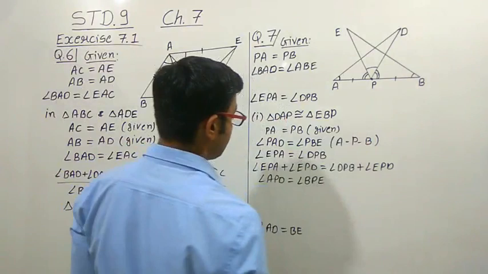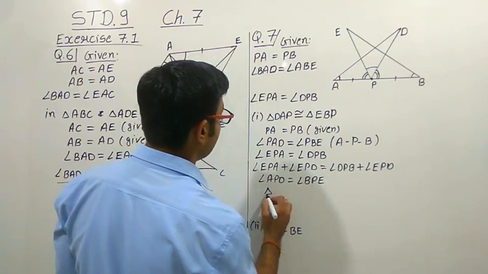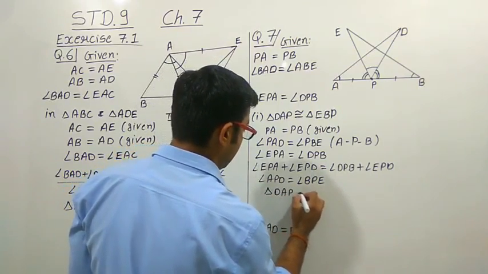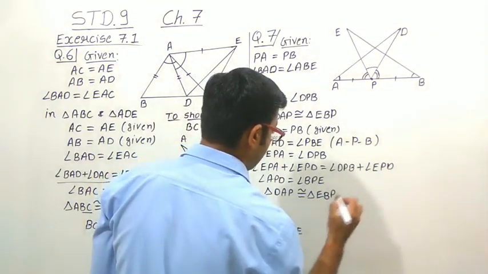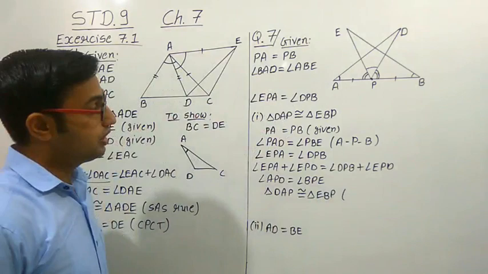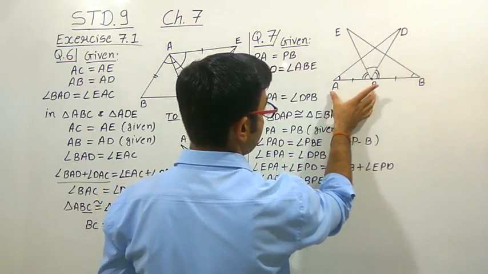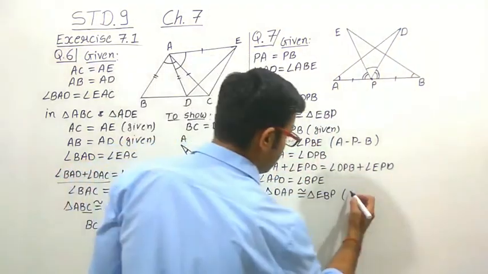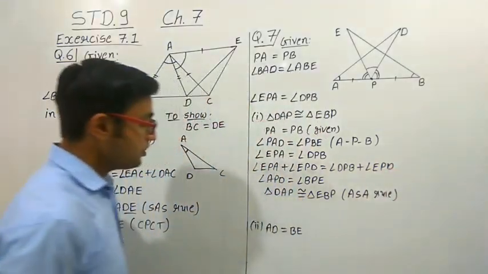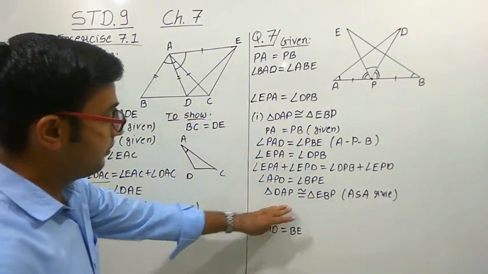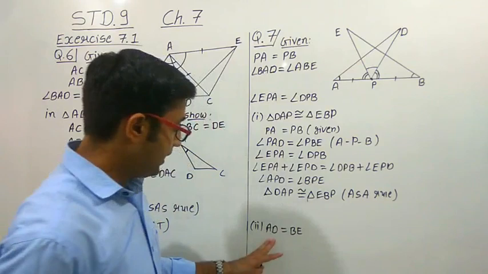So this will now become the third condition. First one is this side, second one is this angle, third one is this angle. So we can write that triangle DAP is congruent to triangle EBP, right? By which criteria? Now think about it: this is the angle, this is the side, and this is the angle. So the side is included between these two angles. So yes, obviously this is the angle side angle rule. By the angle side angle rule, we are proving here that the two triangles are congruent.